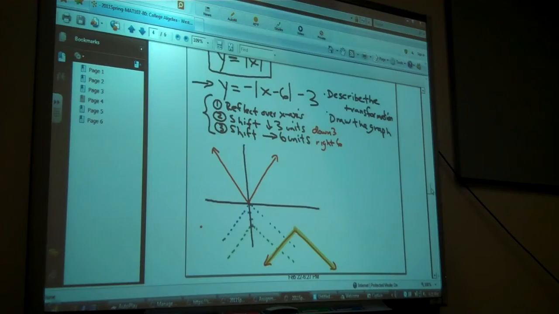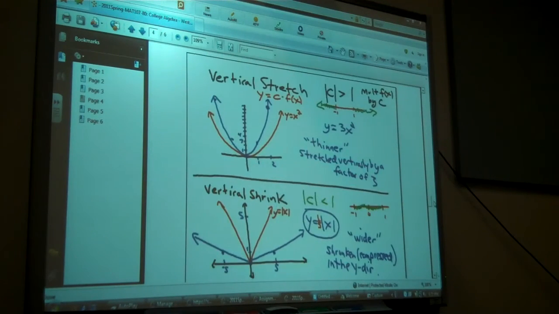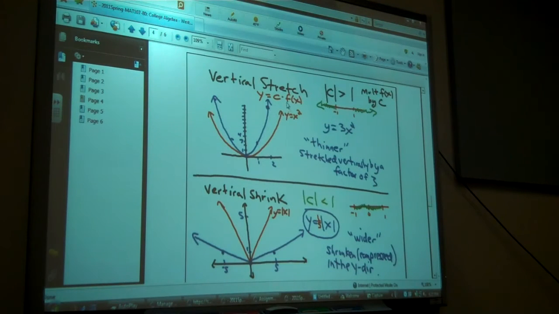And then the very last transformation here is a vertical stretch or a vertical shrink. That's accomplished by multiplying the function by some constant. If the constant is some number that's bigger than 1 or smaller than -1, it's going to stretch it vertically, make it thinner. But if the constant is something between -1 and 1, like a fifth, it's going to shrink it vertically, make it wider.